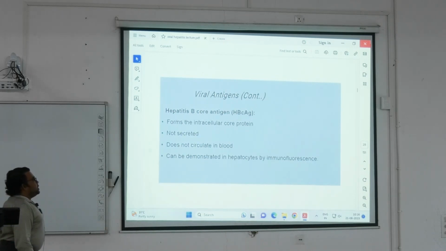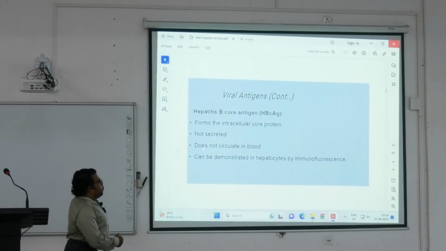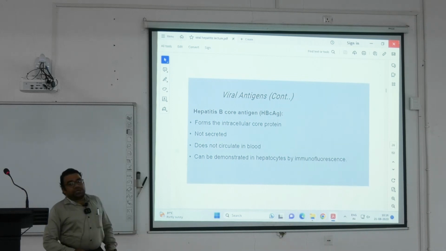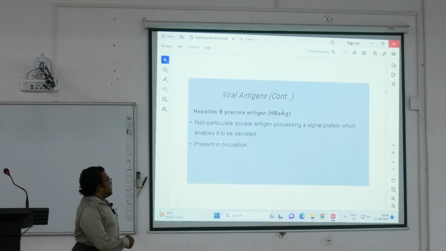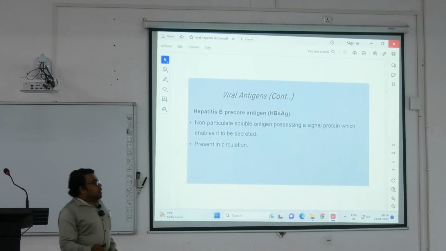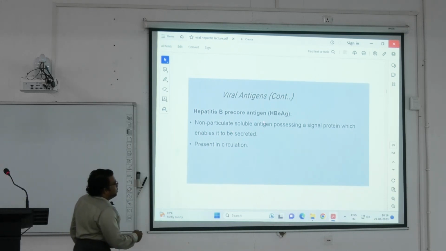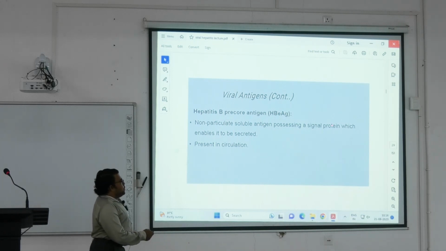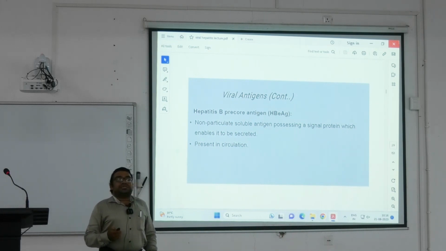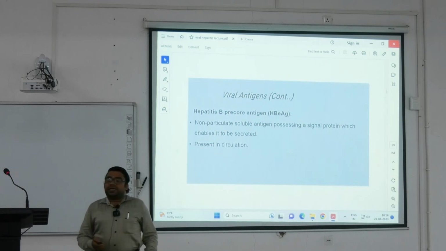So, what is this core antigen? It forms the intracellular core protein. It is not secreted, does not circulate in blood, and can be demonstrated within hepatocytes. Another antigen is known as the E antigen, or the pre-core antigen. Now, this non-particulate soluble antigen represents the signal protein which is secreted. It is present in the circulation. What does it imply? It means that the virus is being replicated within the body.